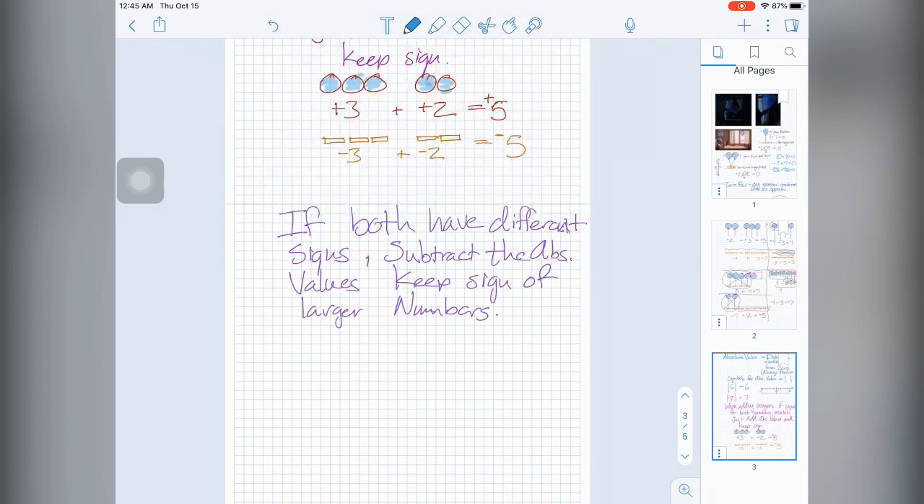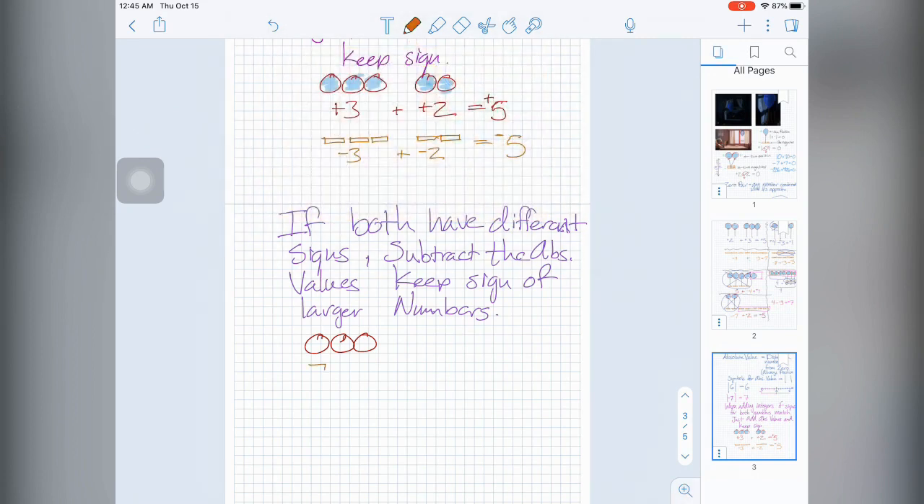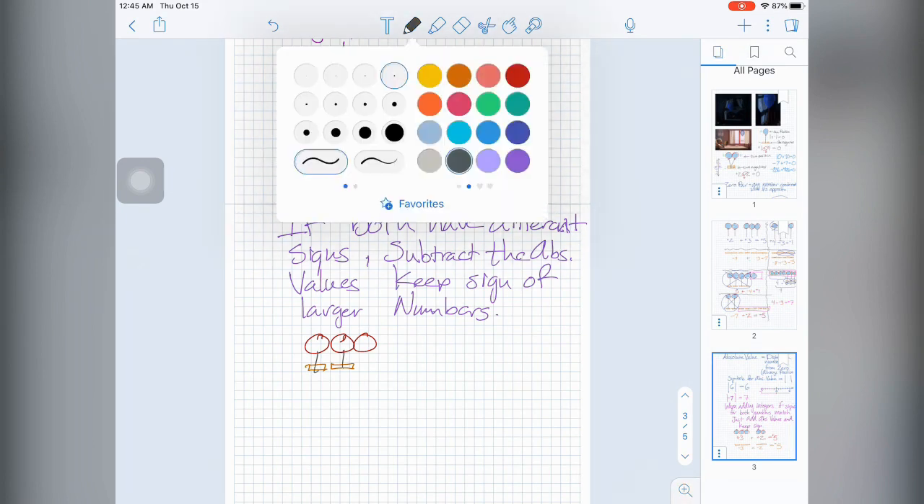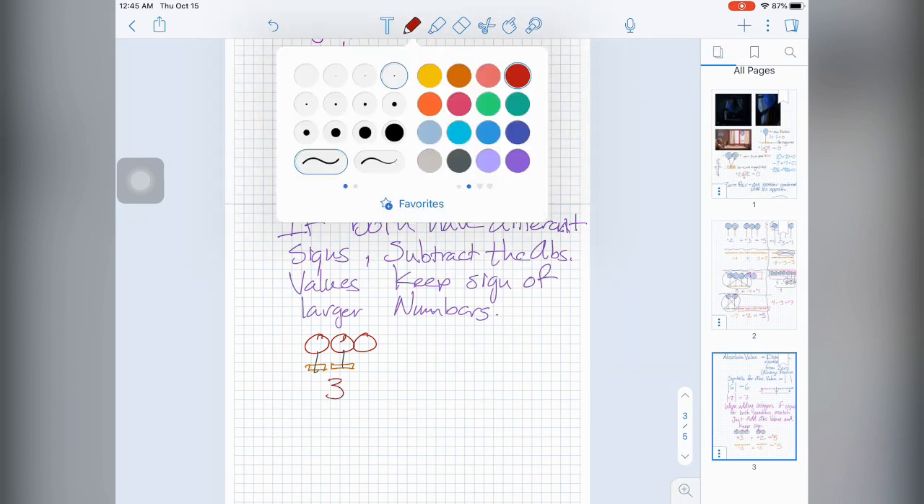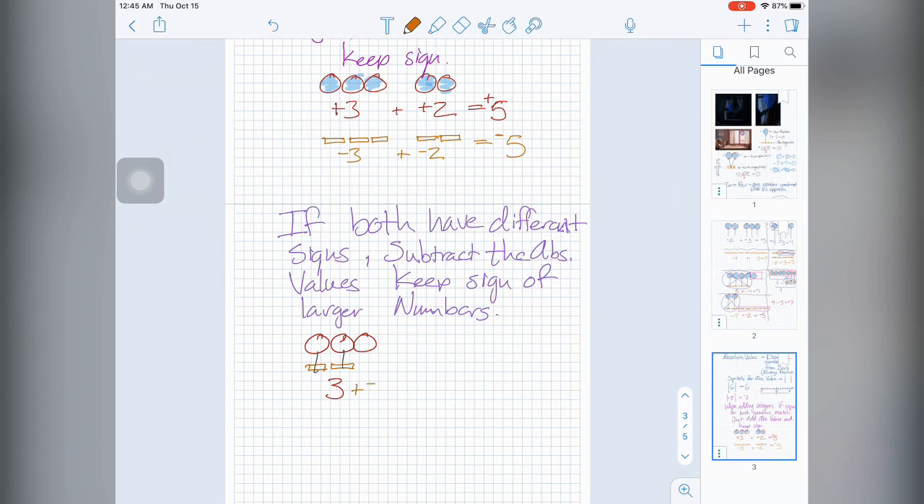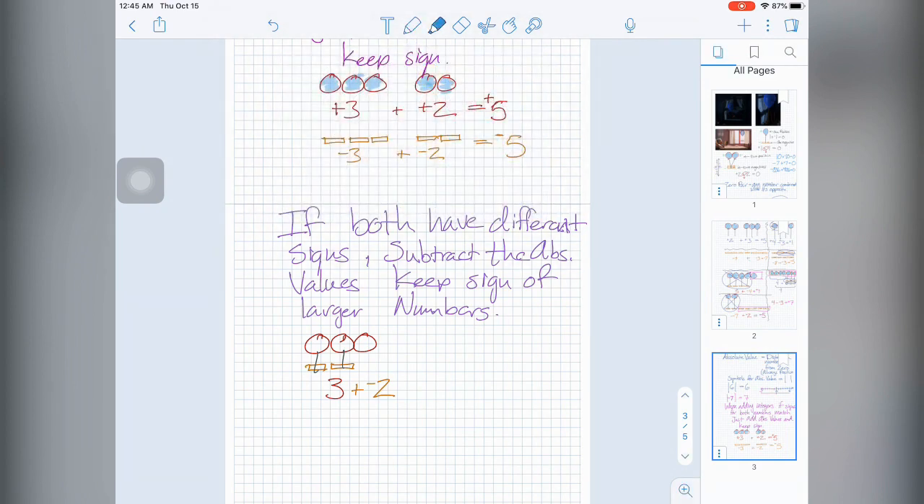Okay, so we're going to do it this way. Let's say we have 1, 2, 3 balloons, and then we have 2 sticks. What I have here, my original problem, is 3 plus negative 2, and that is going to equal... So, let's make these balloons blue.